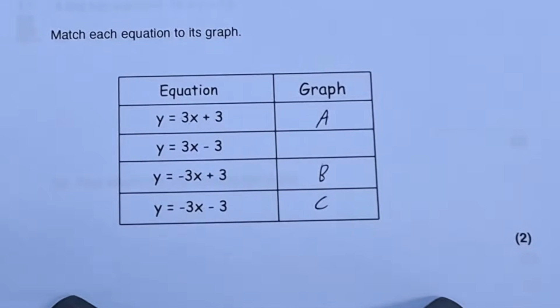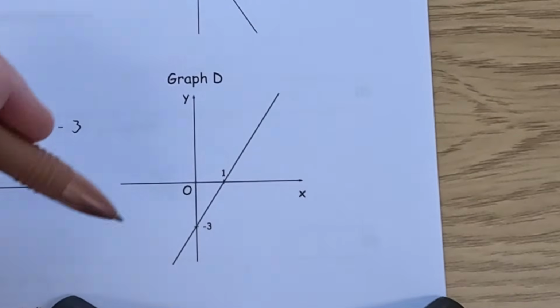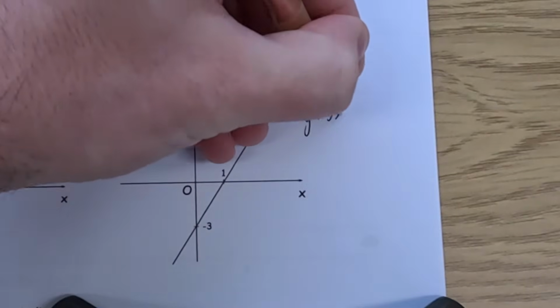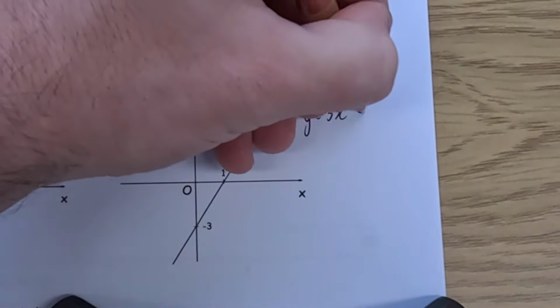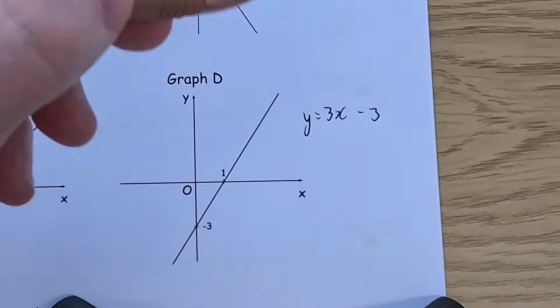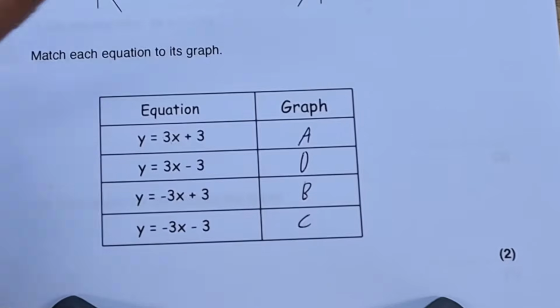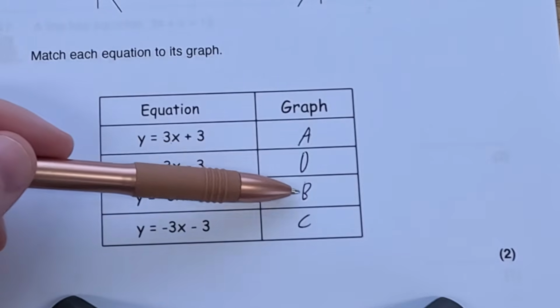And then graph D. In terms of graph D, it's got a positive gradient, so it's going to be y equals 3x, and it crosses the y-axis at negative 3, so it'll be minus 3. So that'll be y equals 3x minus 3. So that's going to be this one here. So the graphs would be A, D, B, and C.